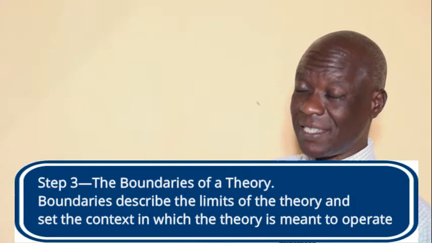Step number four is what we call the system states. So we go to the system states, and system states are important, right? Because you have now the units, right? And these units operate within certain boundaries. So you create a system at the end of the day.